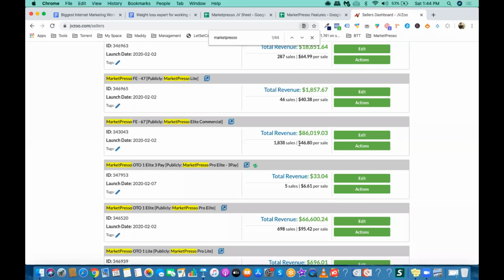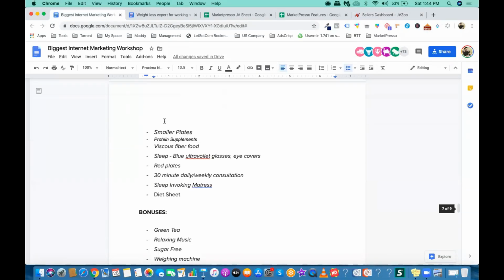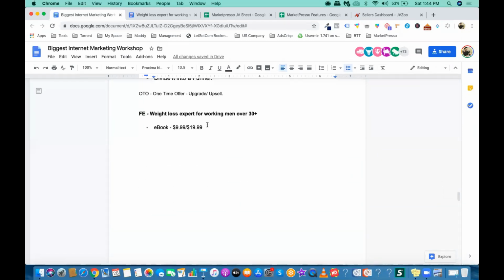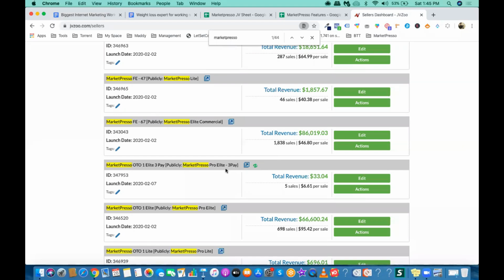The average value of Marketpresso front end is $47. Now, did I give you the same example, that the initial value of the product should be less? This is the same thing that I have done over here. Marketpresso front end value is $46 and 1838 sales have happened.